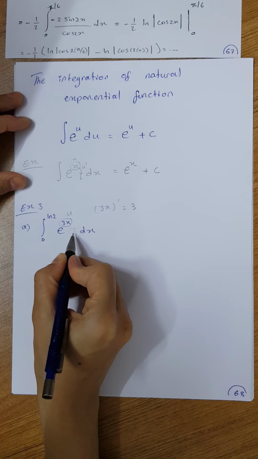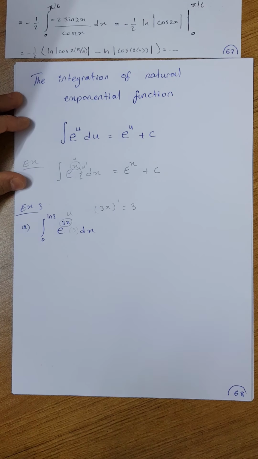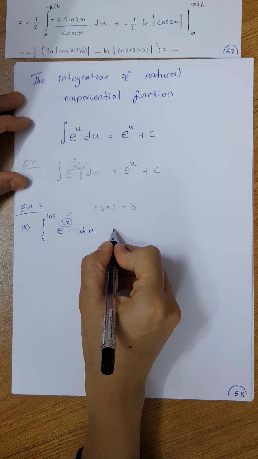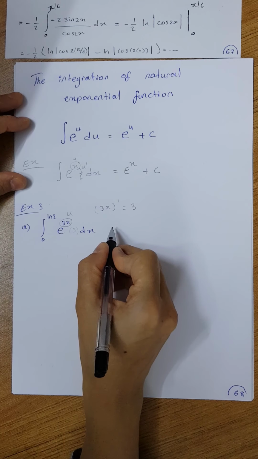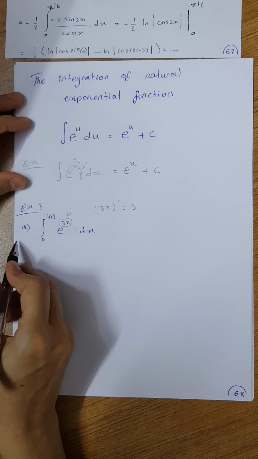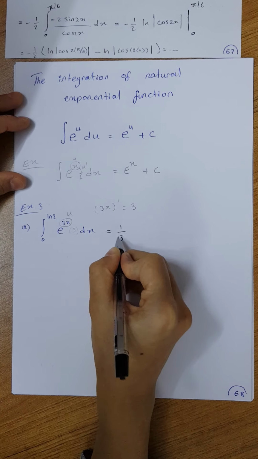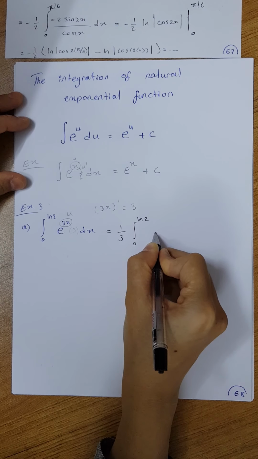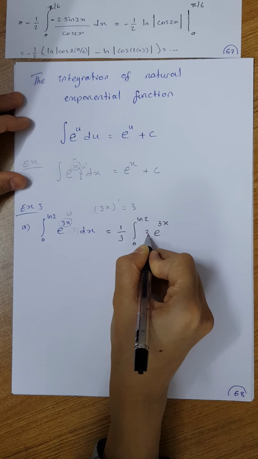3 is missing in here. How do I make that 3 here? Like we did previously in the examples, where we added the negative and the 2, I'm multiplying the integration by 3 over 3. I'm taking the 3 inside and leaving the 3 in the denominator outside. So that will equal 1 over 3 times the integration running from 0 to ln of 2 of e to the power of 3x, multiplied by 3.